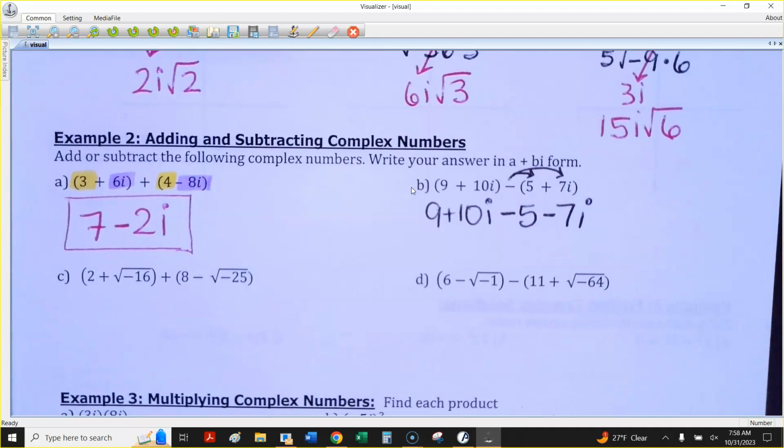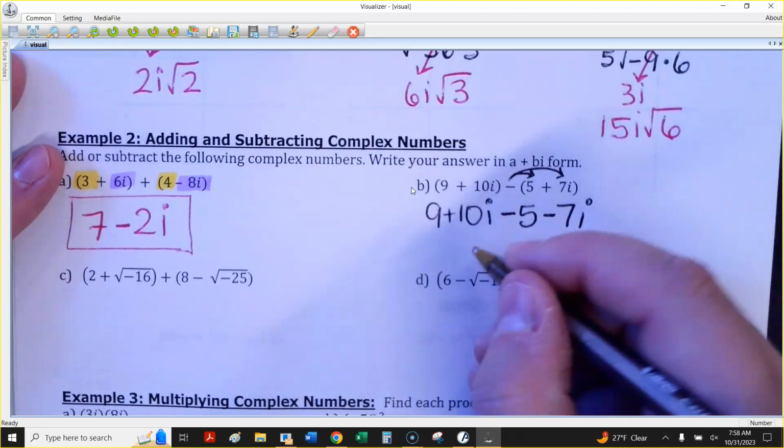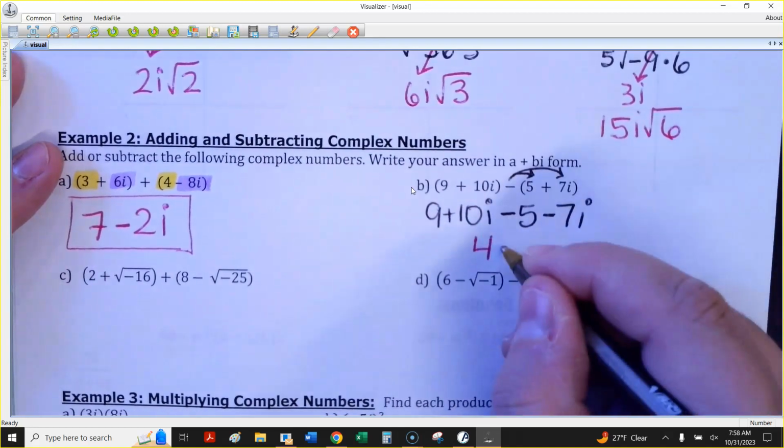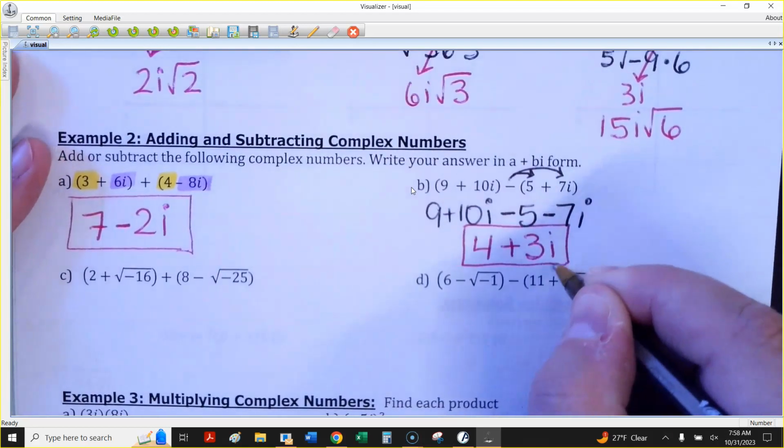So what would you write for your real numbers on this problem? What do you think? Perfect. 4 plus 3i, done. That's it. Does anybody have any question?